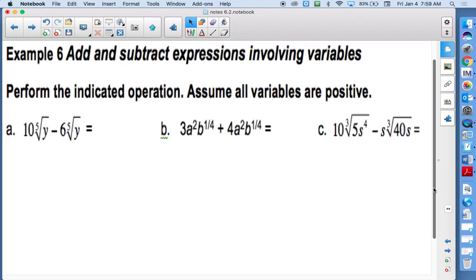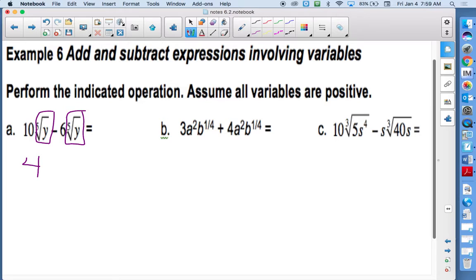And as long as your variable is the same and it has the same power, then you're allowed to add and subtract them. So if you look at letter A, we have the fifth root of y. We have the fifth root of y. So that's a like term. You just subtract the numbers in front. So 10 minus 6 gives us 4, and then we have the fifth root of y. So as long as the power and the letter are the same, or the root, whatever that root is the same, then you're allowed to add those together.